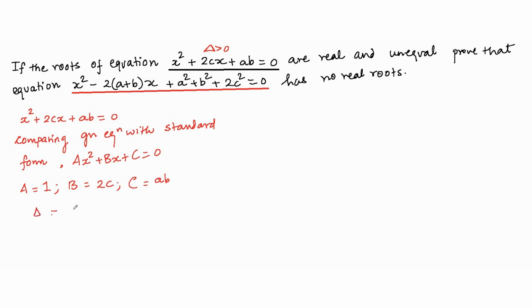So the discriminant is b square minus 4ac, that's 2c the whole square, minus 4ab, which is greater than 0 in this case, which means 4c square minus 4ab is greater than 0, or dividing throughout by 4, I get c square minus ab is greater than 0. This is my first result.